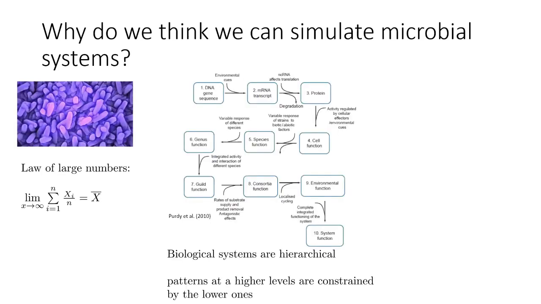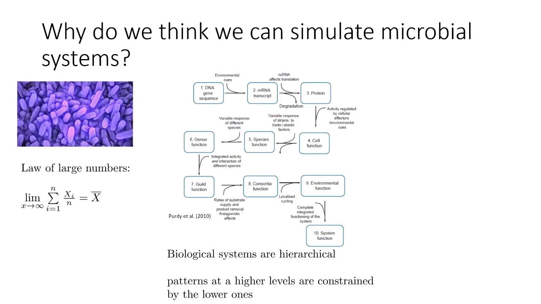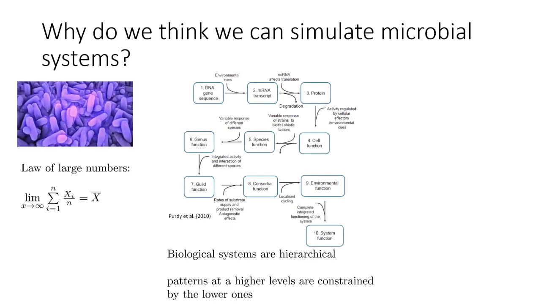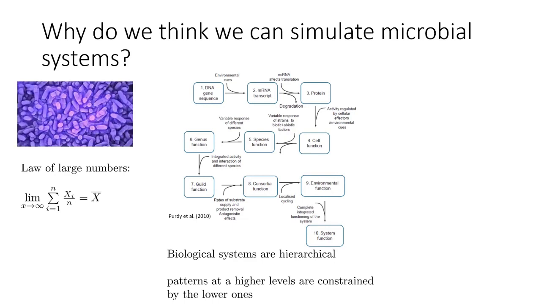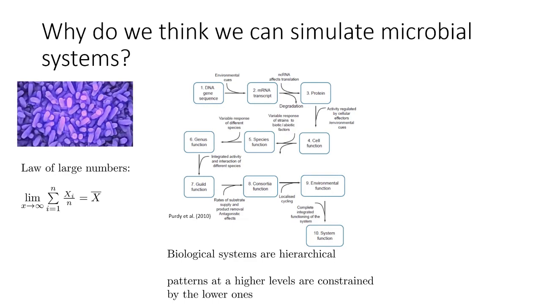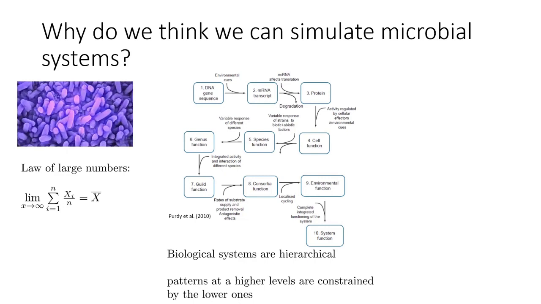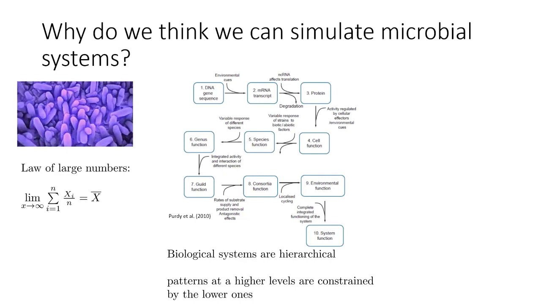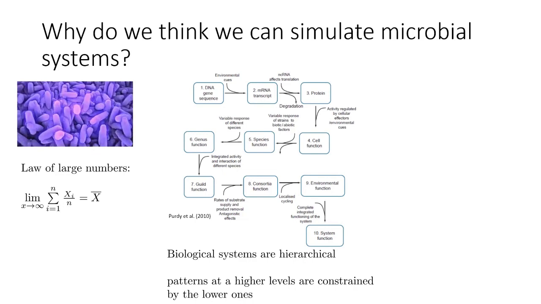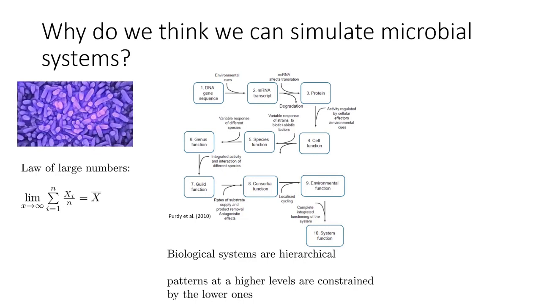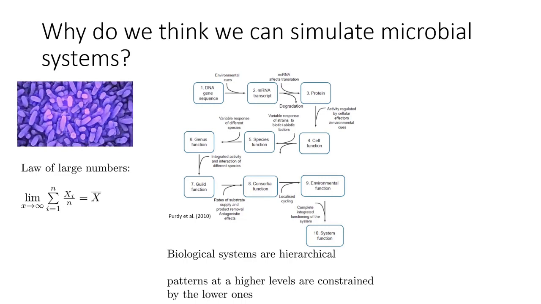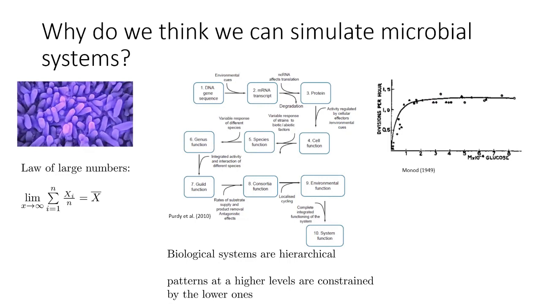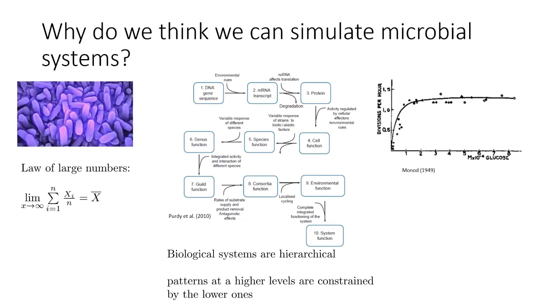But not only this. Biological systems have this hierarchical nature. And one thing about this hierarchical nature is that when you look at patterns at the higher levels, they should be constrained by the ones at the lower level. So that's a general expectation. Maybe you cannot predict patterns at a higher level from a lower level, but at least they're constrained by the lower ones.